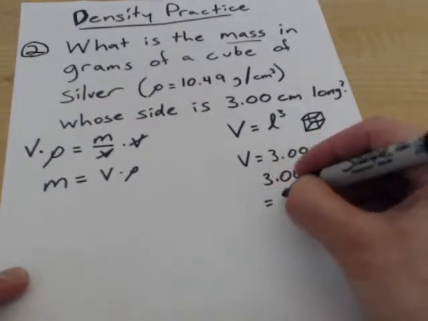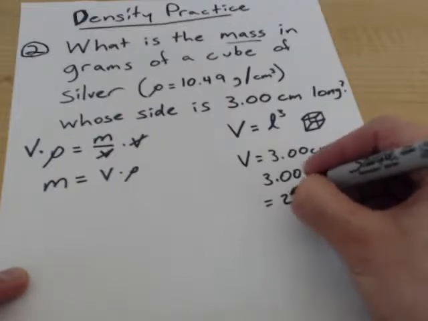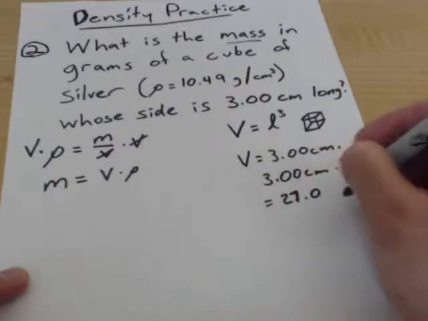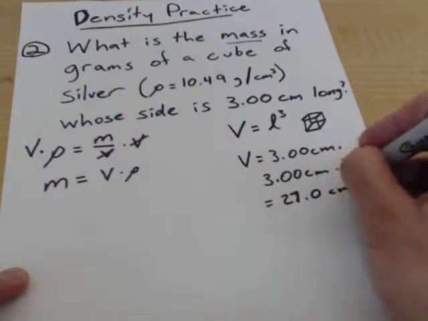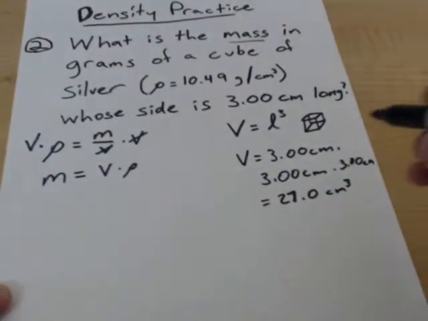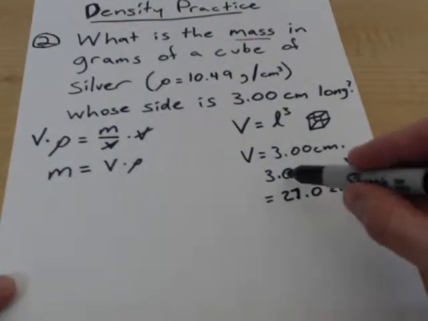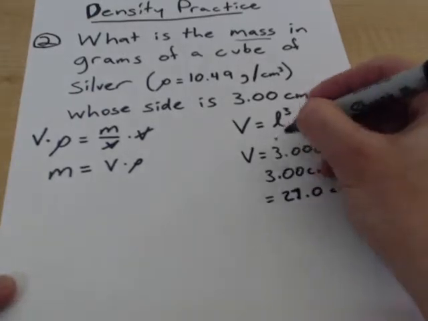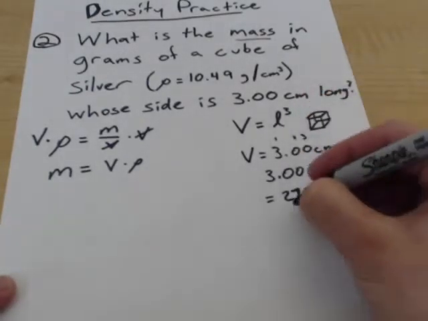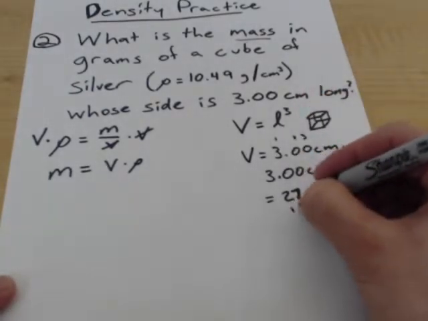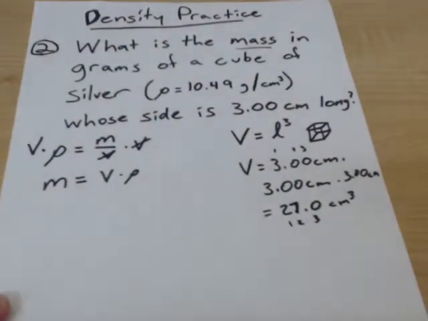And thank you for bearing with me. It's going to equal 27.0 centimeters cubed. Okay, why did I put 27.0 and not 27.00? Because this has 1, 2, 3 sig figs, and likewise my answer is going to have 1, 2, 3 sig figs. Okay, so let's substitute in the formula now.